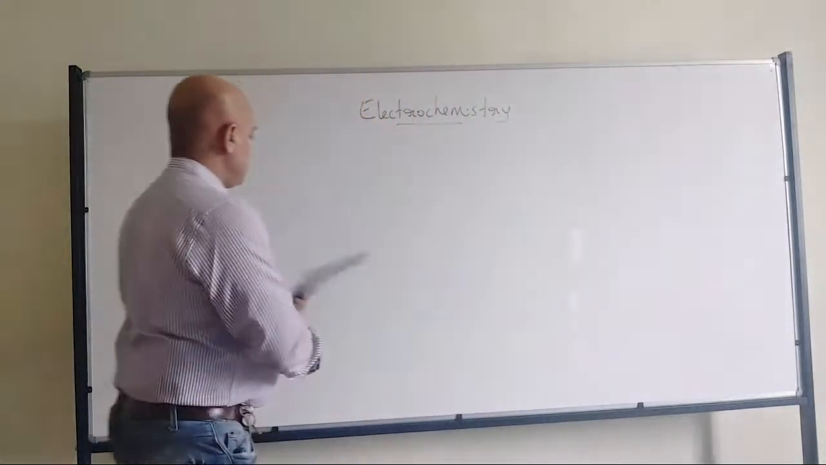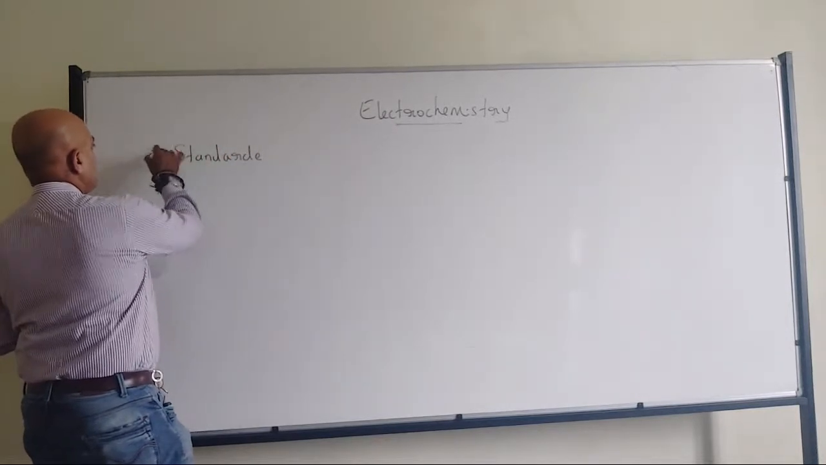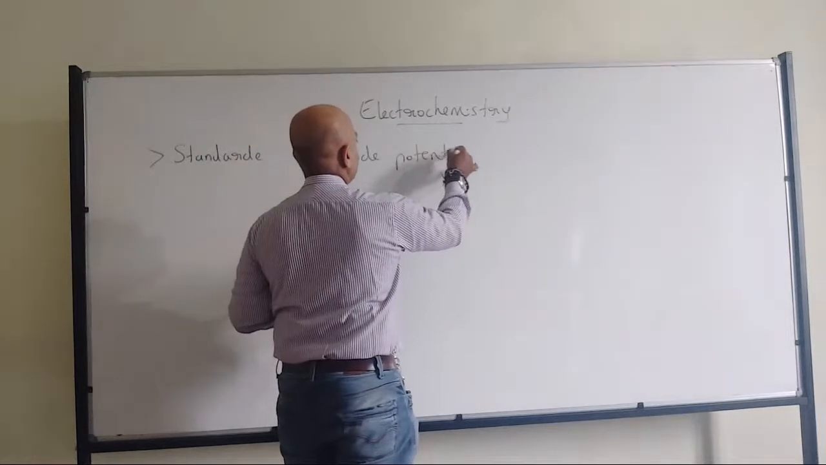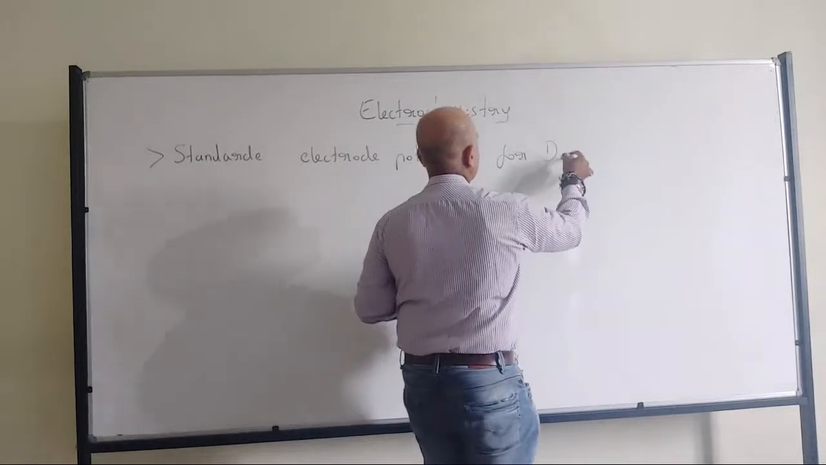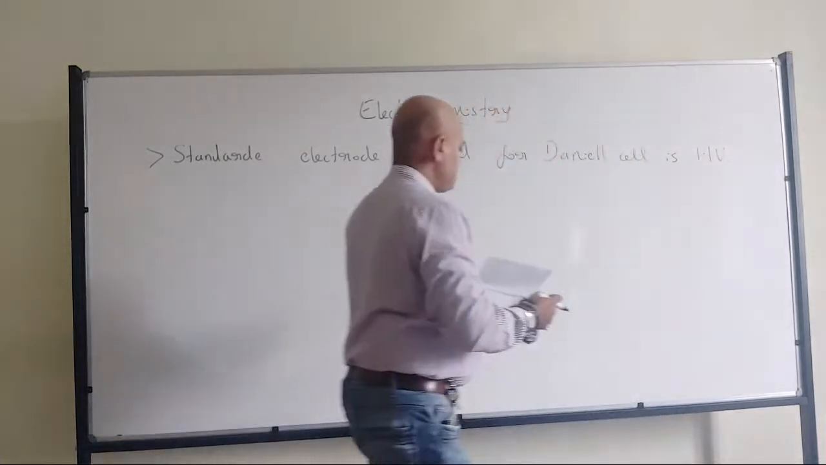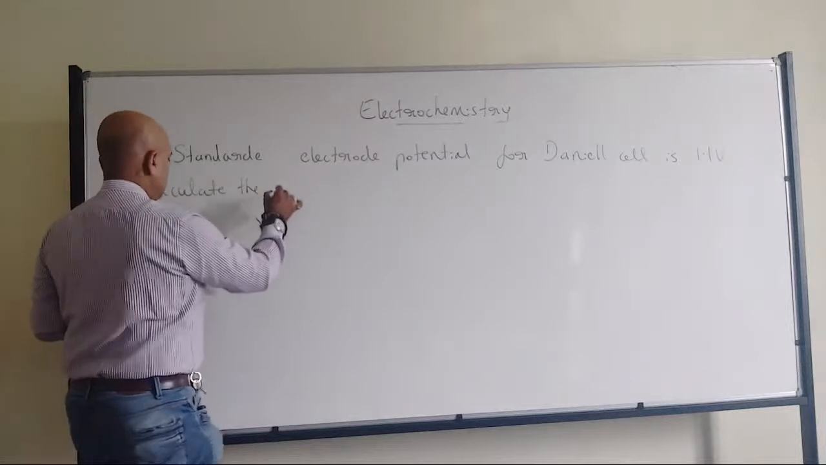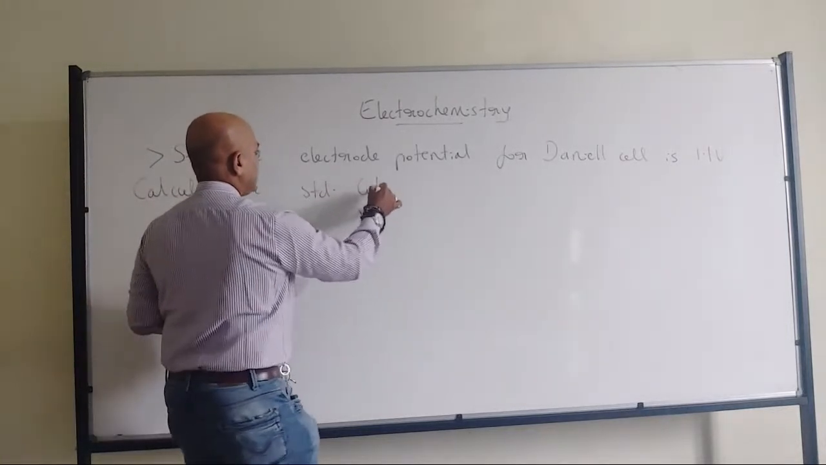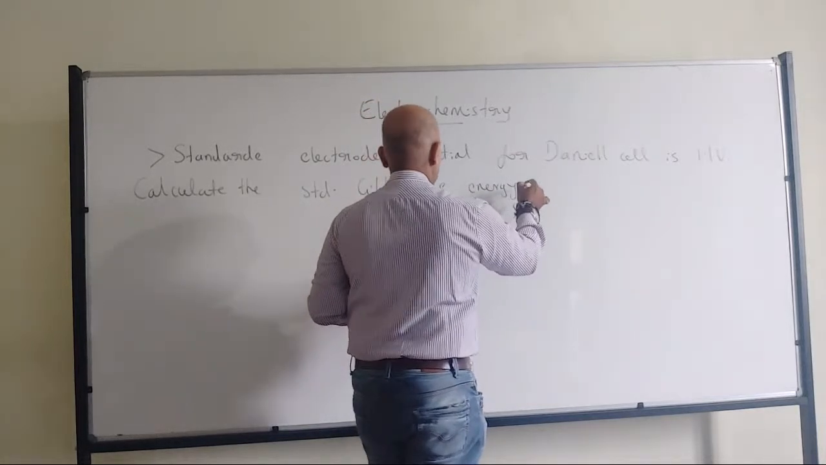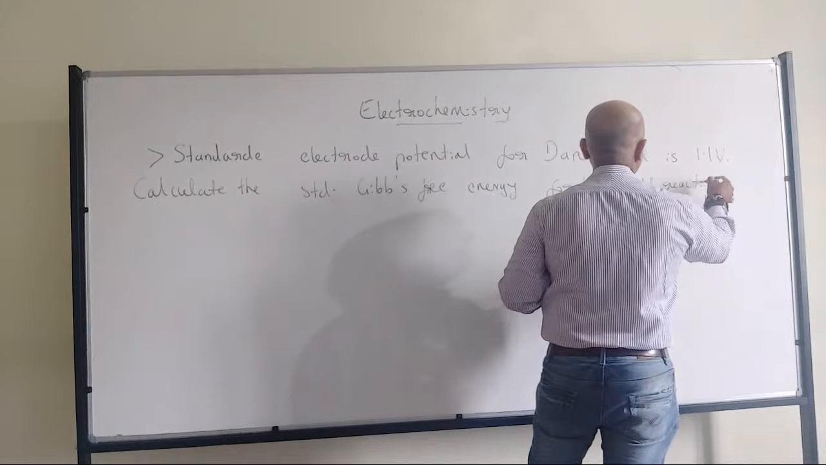Okay. Now the question here is: the standard electrode potential for the Daniell cell is 1.1 volt. Calculate the standard Gibbs free energy, or Gibbs energy, anything is fine, for the cell reaction.